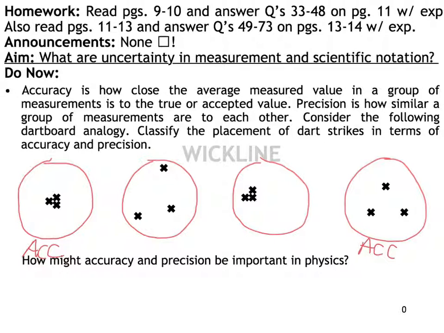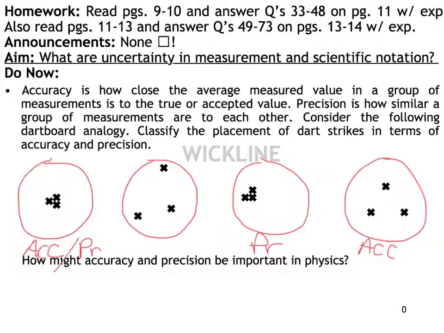Then we have this idea of precision. Precision is when a group of measurements are similar to each other. A good example of precision could be here, because the darts are all really close together, and also here, because the darts are really close together. So I'm going to write in precise right there, and also precise. And just for the record, this one's not precise, and neither is that one.